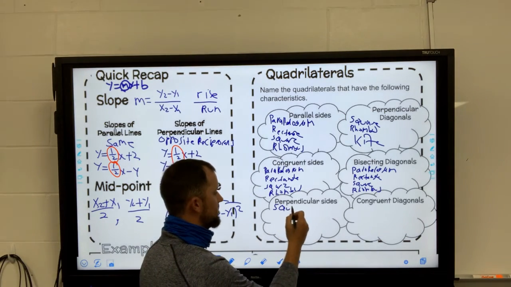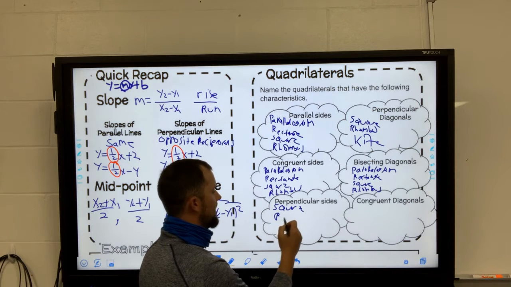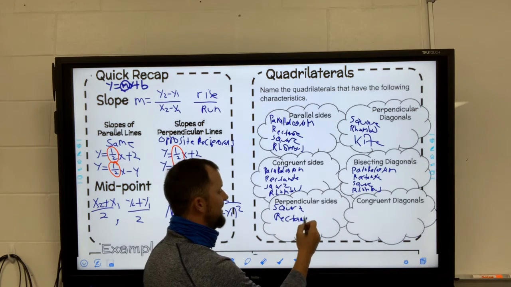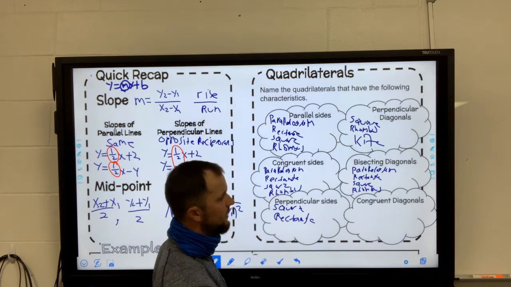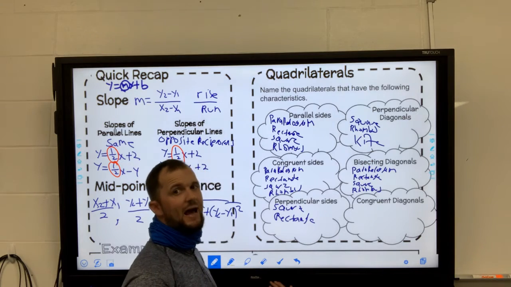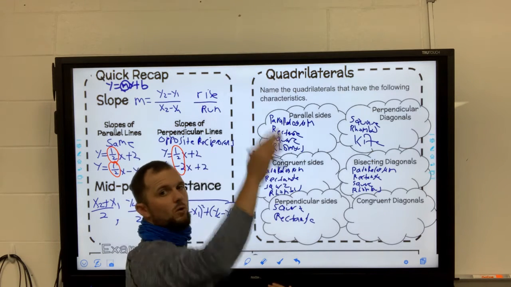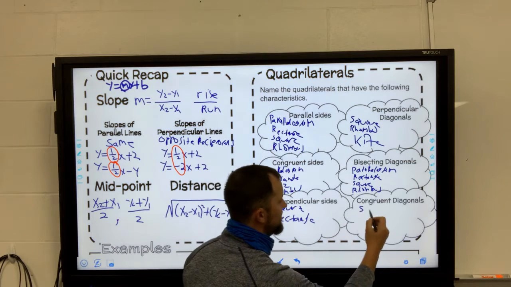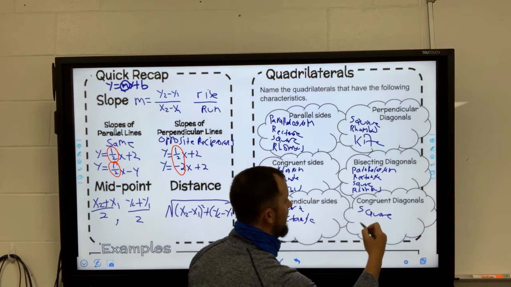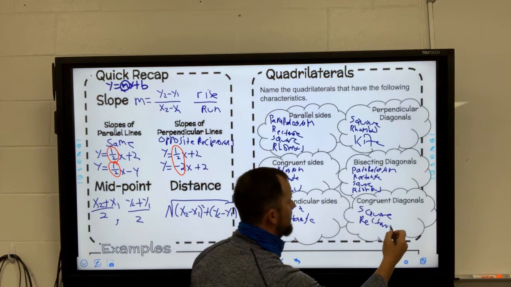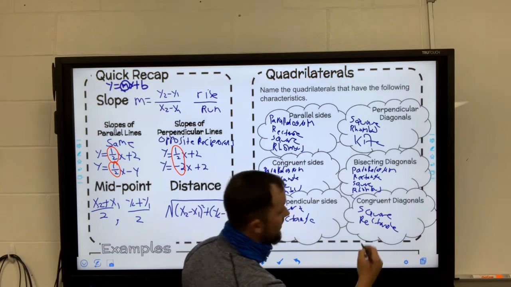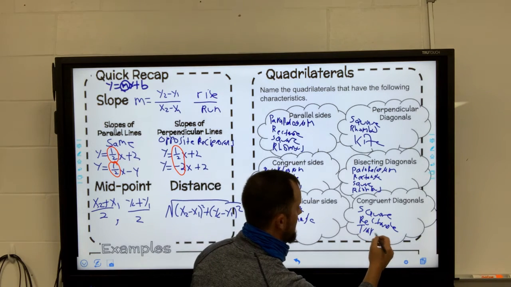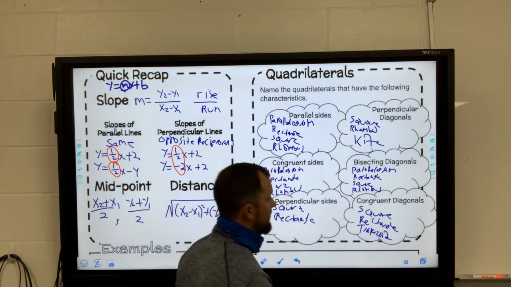So that's going to be a square, and that's going to be a rectangle, are the only ones that have 90-degree angles at the sides. And lastly, which ones have congruent diagonals, meaning from corner to corner, which ones have diagonals that are congruent? And those are just going to be a square, a rectangle, and also a trapezoid. Now that would be an isosceles trapezoid though, okay?